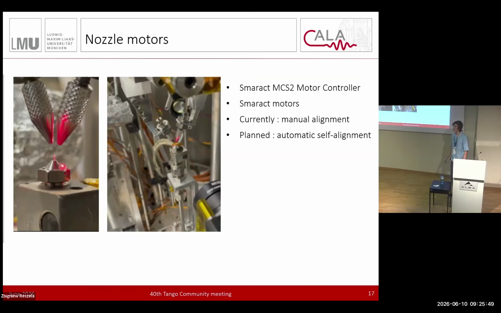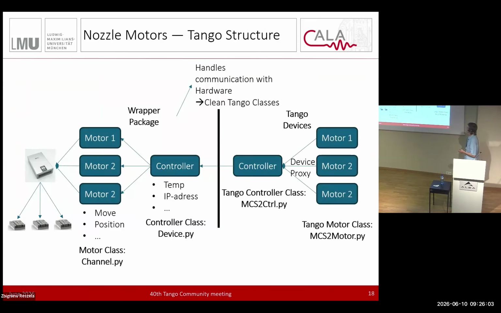And what our setup is, we have a Smaragd motor controller and Smaragd motors. For now, we have to align the leaf manually after we detect a displacement, but we want to do it automatically in the future. So our Tango structure for our nozzle motors looks somewhat like this. We have separate just Python controller classes, as well as controller and motor classes. So we just have clean Tango classes in the end, because our Python classes handle all communication with hardware.